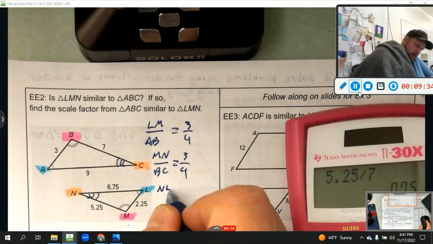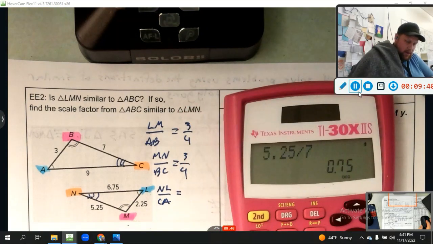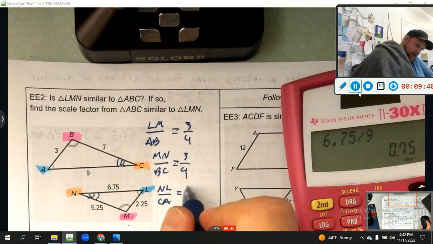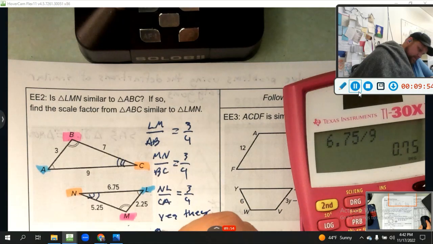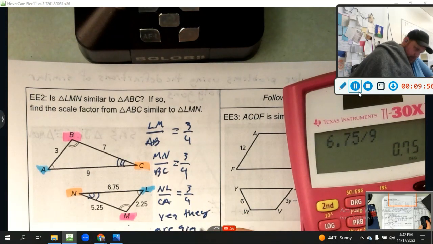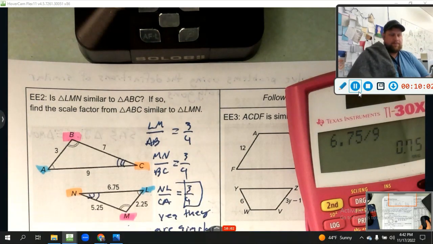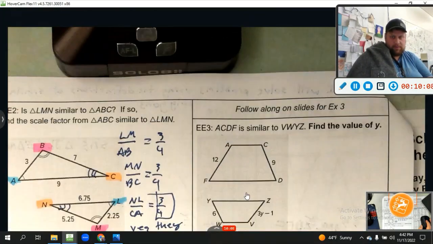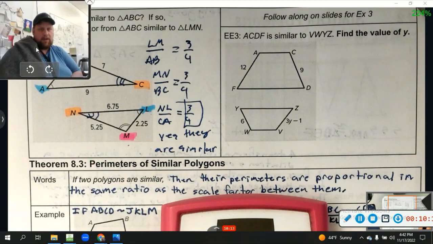Perfect. Let's take a look at the next problem here. Just moving my face over to the left now. Boom. Okay, we see ACDF is similar to, gotta get out a fourth one here, VWYZ. So A should be similar to V, right? You match up the letters, and the order matters. AC, C is 2W.